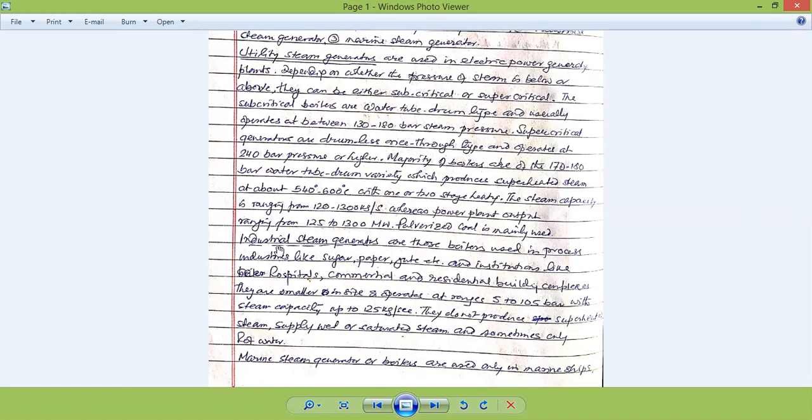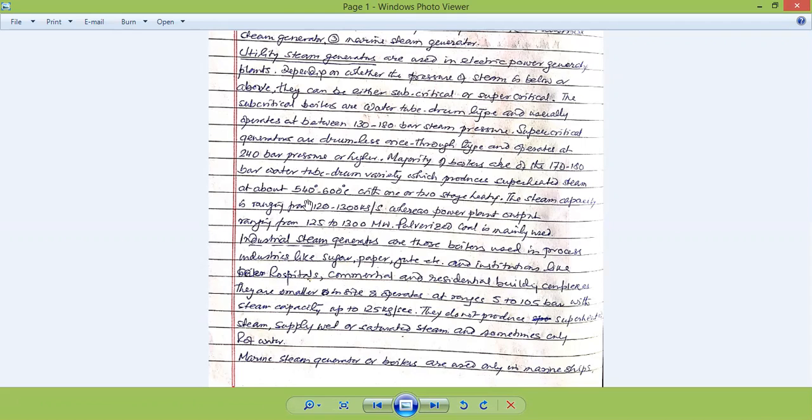Another type is required for industrial generators. Those boilers are used in process industries, like sugar, paper, jute, etc. Process industry means the process is cyclic and it is not starting or stopping, but continuing for a long time. And here a lot of different applications of the steam itself are available.